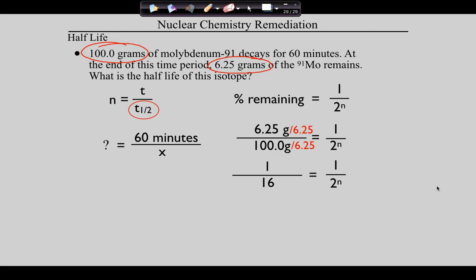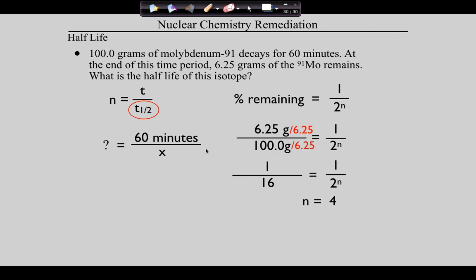This is equal to 1 over 2 to the n. Now we need to solve this for n. Well, the numerator is already 1, so that's great. So now the question is, what power do we need to raise 2 to make that equal 16? Well, 2 times 2 is 4, times 2 is 8, times 2 is 16. So that means that 2 to the 4th is 16. So that means that n is equal to 4.